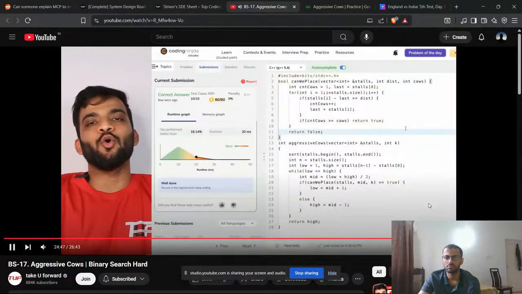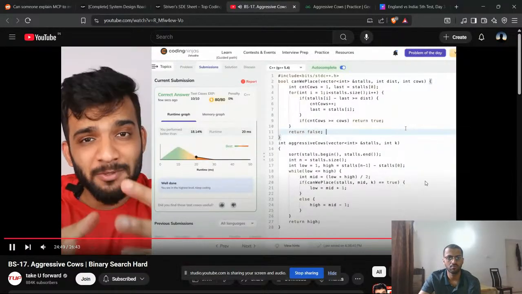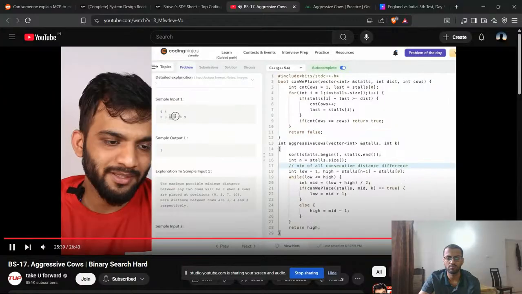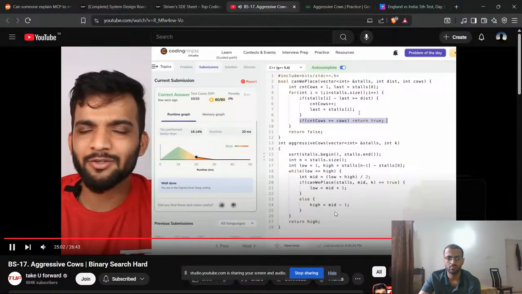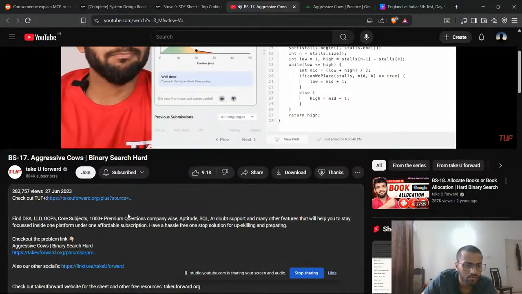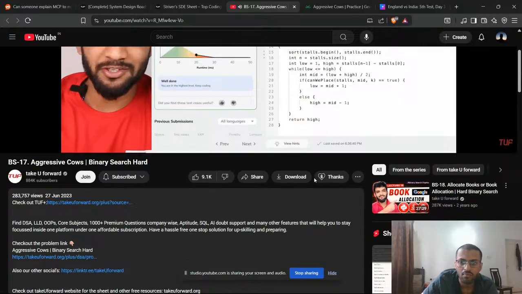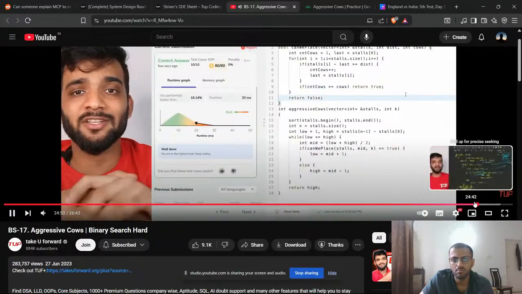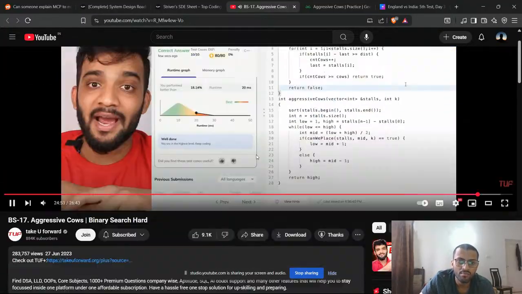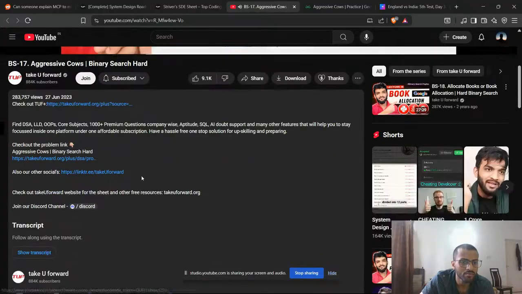So let's quickly get back into the code editor and check out the code. By the way, you can find the C++, Java, Python, and JavaScript codes in the notes in the description, and also the problem link in the description itself to try it out.